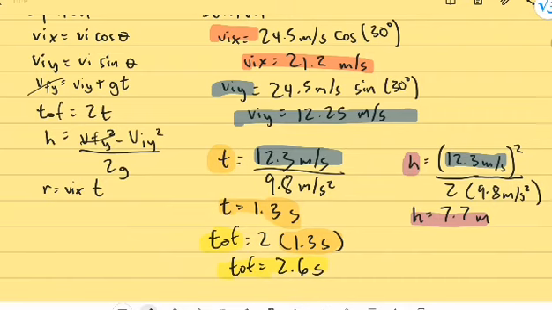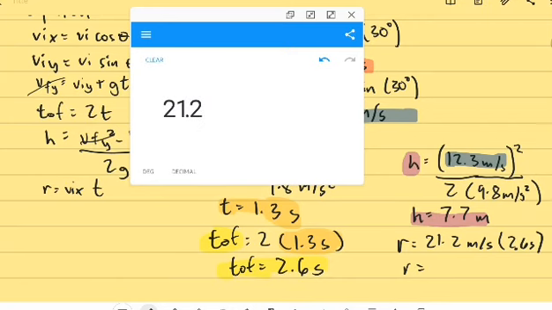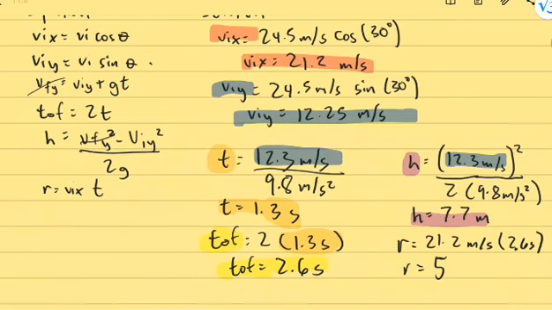So, substitute lang natin yung given. R is equal to VIX, that's 21.2 meters per second, times the time of flight, equal to 2.6 seconds. Ang makukuha nating range is 55 meters. Okay.